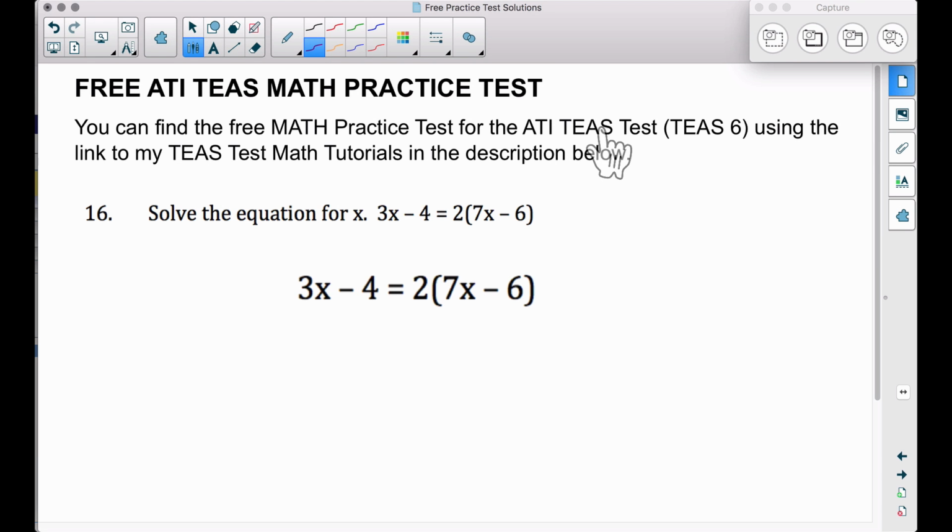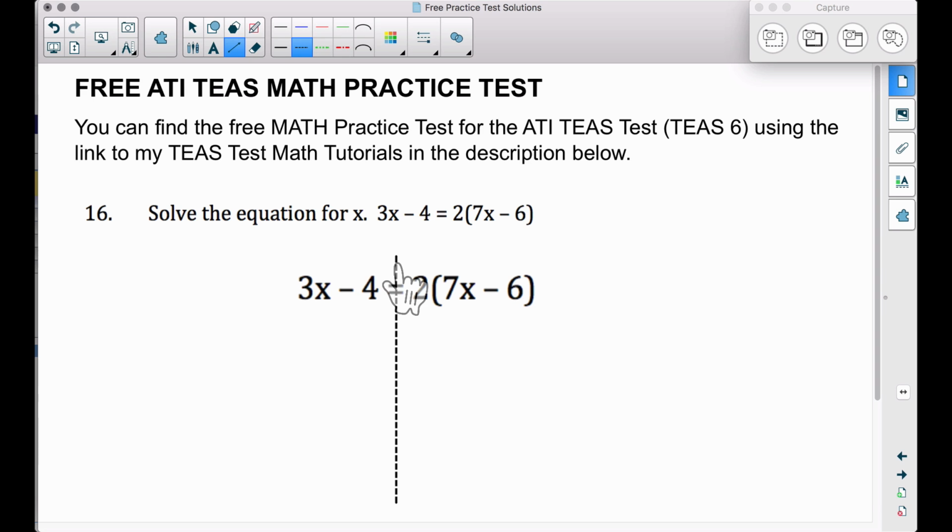Alright, in this video, this is problem number 16 on the free ATI TEAS math practice test that you can find over at www.bcraftmath.com. Number 16, we want to solve the equation for x. You want to get x by itself on one side of the equation.